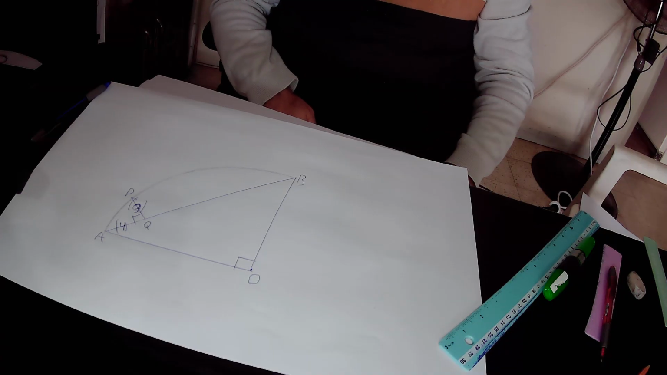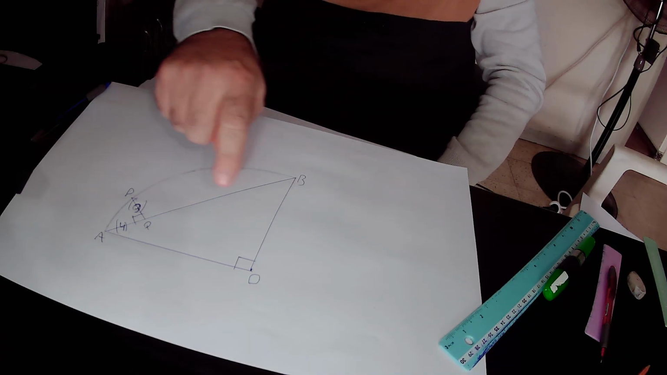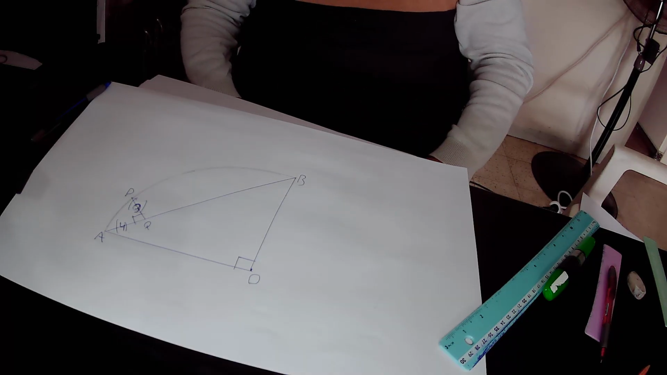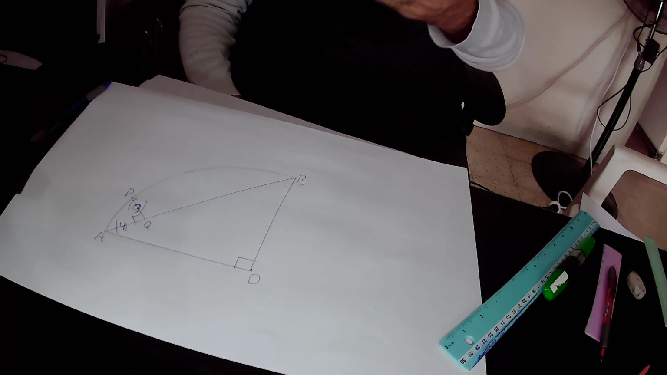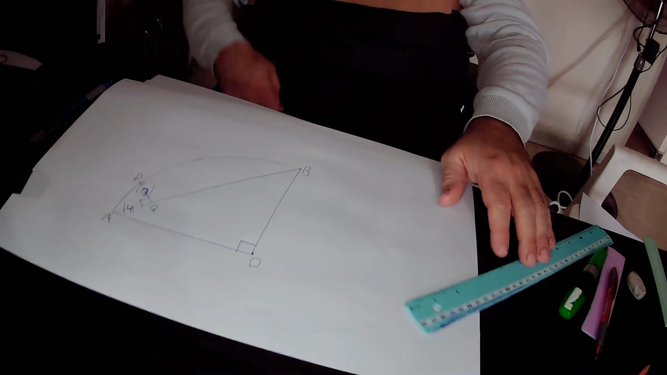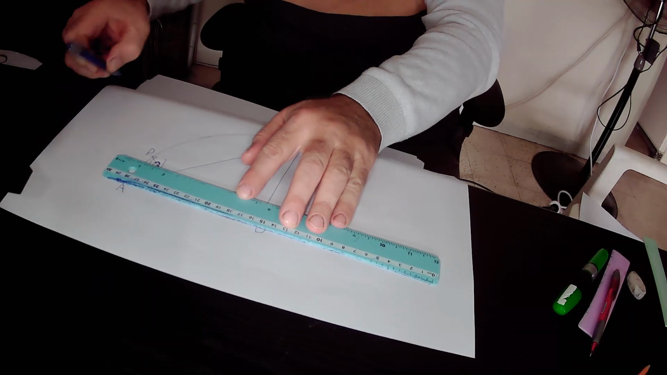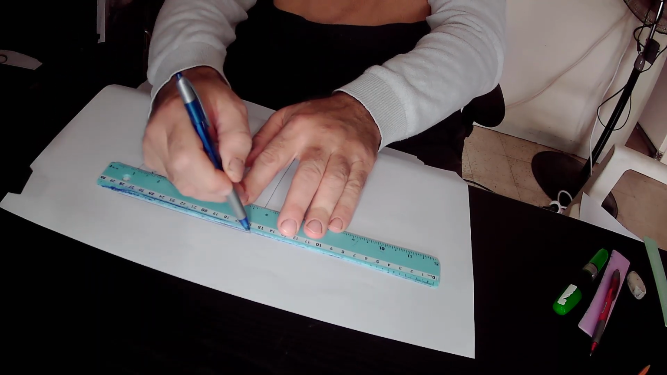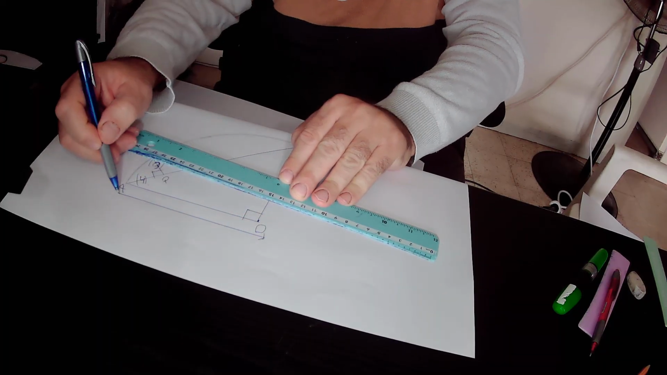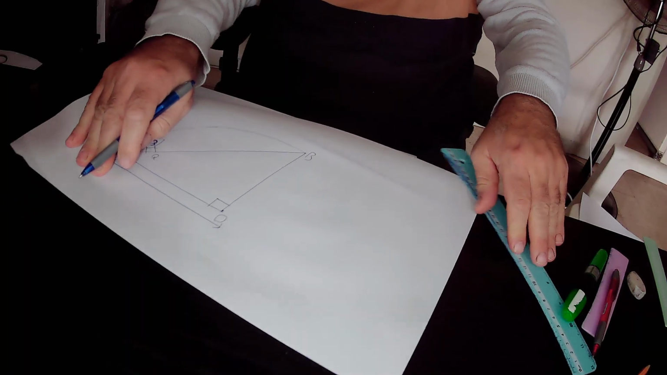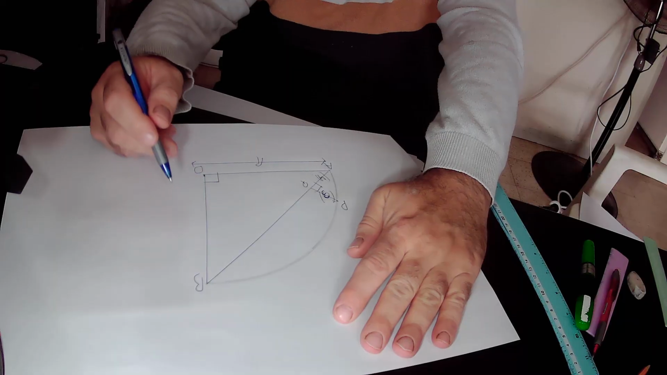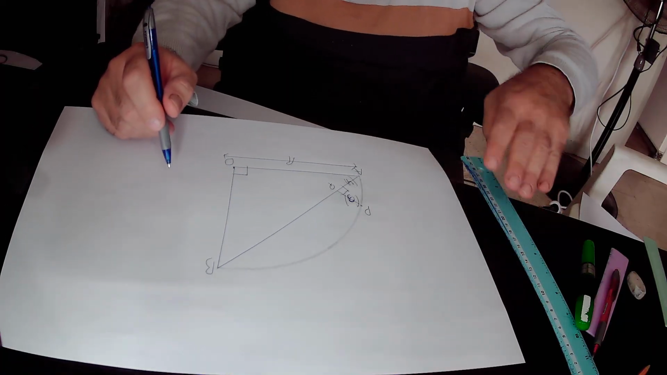So first of all, OA equals OB. They're both the radii of the quarter circle, and therefore they're equal to each other. If we define the radius of this quarter circle as r, then OA equals r. And OB is also the radius of the quarter circle, therefore it is equal to r.